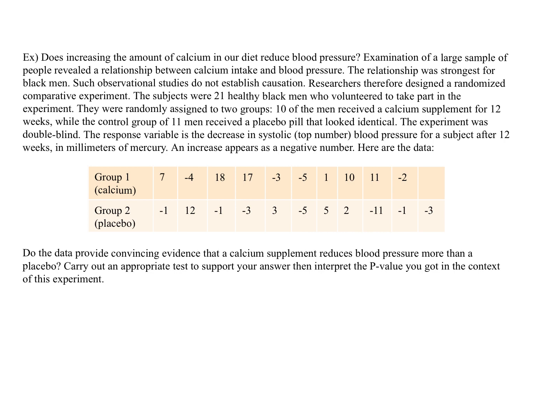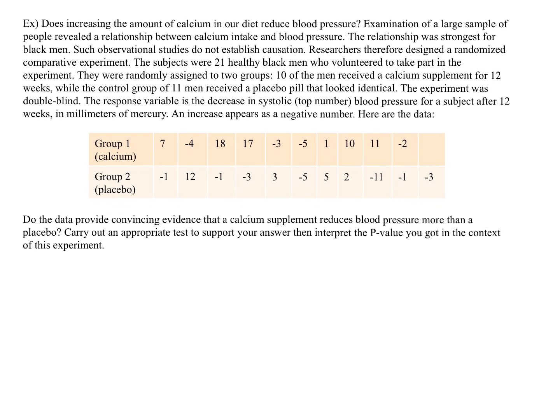The experiment was double-blind. The response variable is the decrease in systolic, which is the top number of your blood pressure, for a subject after 12 weeks in millimeters of mercury. An increase appears as a negative number, and we have our data, so for group 1 that was taking the calcium and group 2 that was taking our placebo. Do the data provide convincing evidence that a calcium supplement reduces blood pressure more than a placebo? Carry out an appropriate test to support your answer, then interpret the p-value you got in the context of this experiment. So first thing we want to do is identify our X1 and our X2.